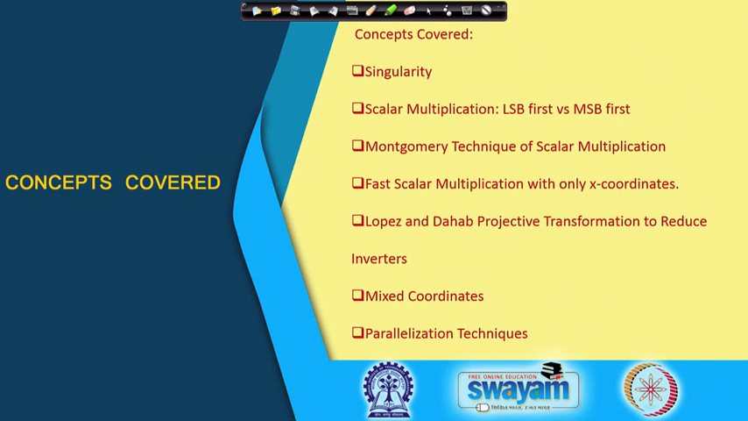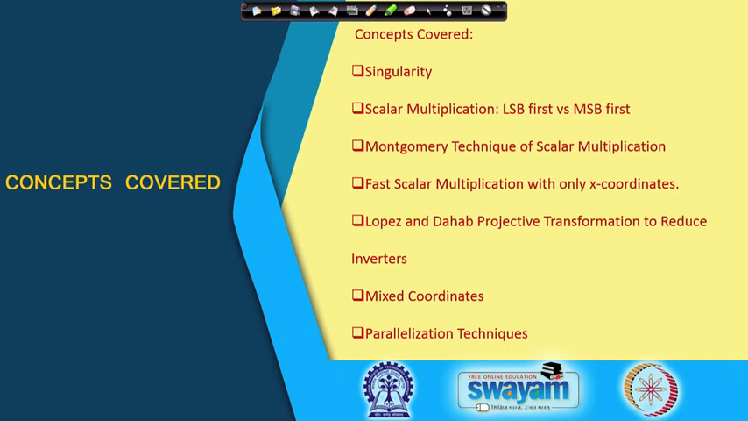As I said, elliptic curves are typically non-singular. Then we shall go into what is called scalar multiplication, which is essentially the cornerstone of elliptic curve cryptography, and we will see various approaches of obtaining these elliptic curve operations. We shall look into some techniques called Montgomery techniques, very interesting techniques of how you can operate with only x coordinates. You do not need the y coordinates for doing your computations.